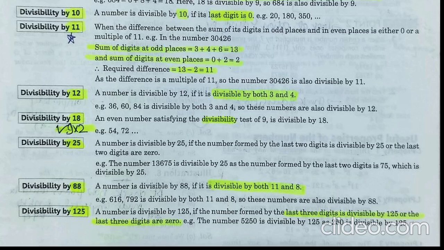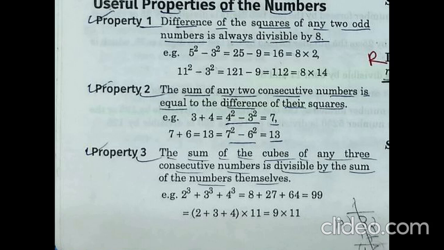Now let us understand the useful properties of numbers. Property number 1: the difference of the squares of any two odd numbers is always divisible by 8. For example, 5 square minus 3 square is equal to 16. So definitely it's a multiple of 8. So the difference of the squares of any two odd numbers is always divisible by 8.